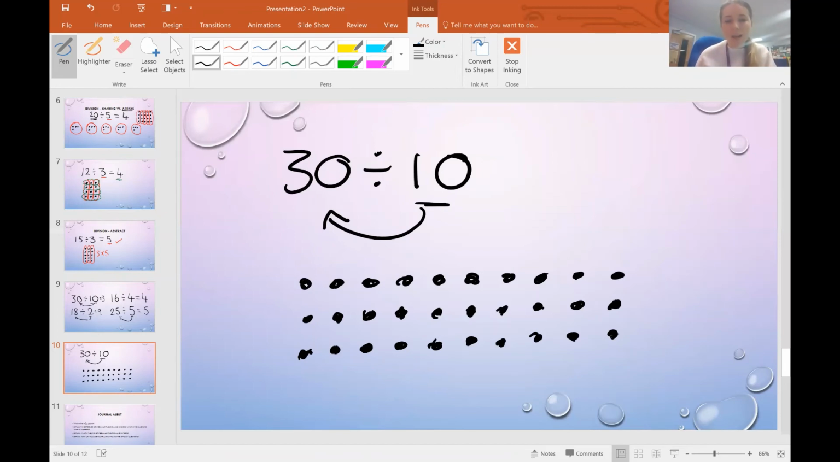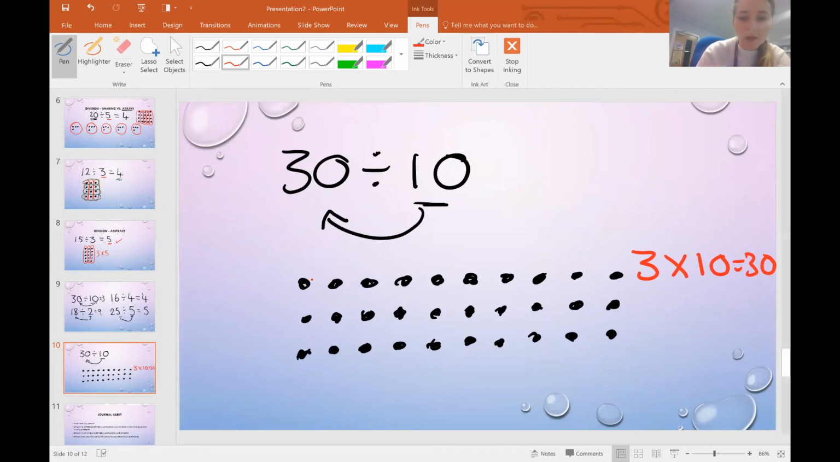What does our array show? We've got 3 lots of 10, which equals 30. Sorry, my pen is not working very well. Let me write that again. So our array shows that we've got 3 lots of 10, which equal 30.